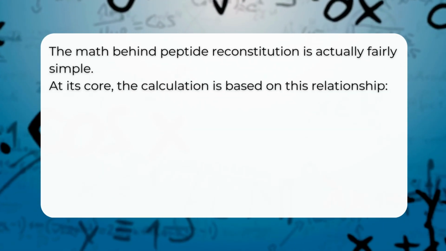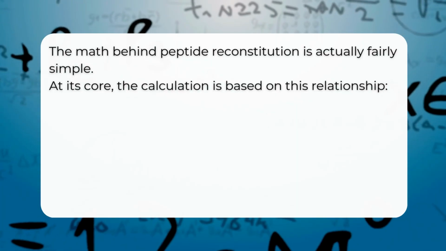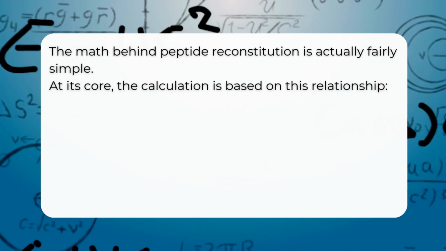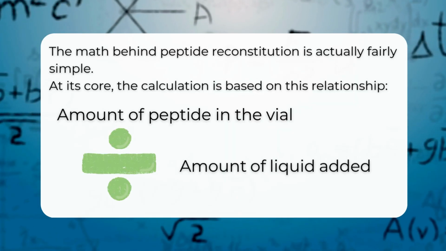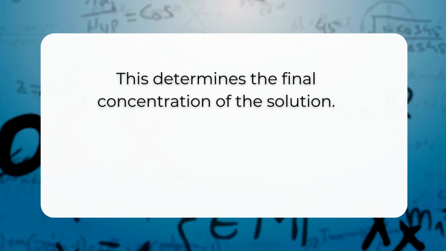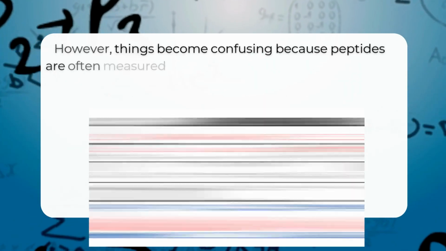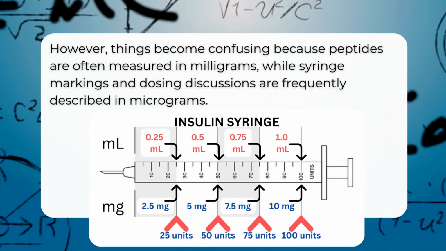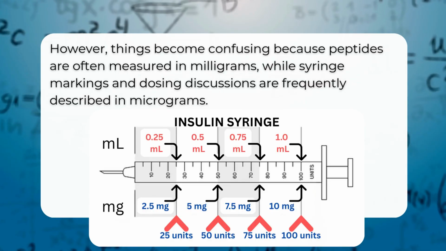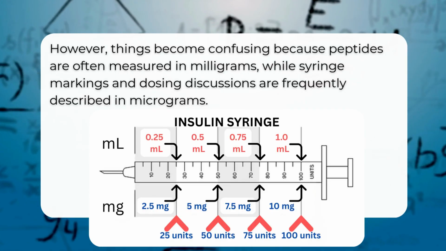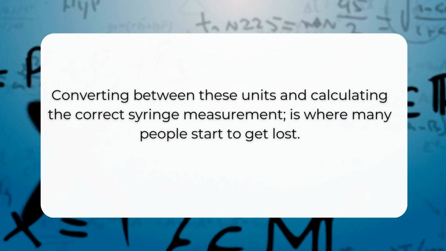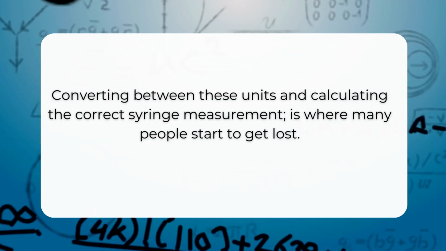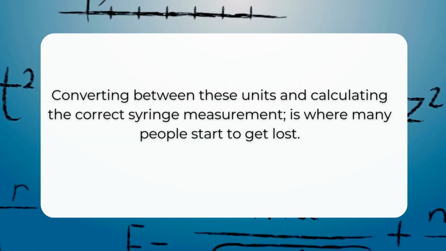The math behind peptide reconstitution is actually fairly simple. At its core, the calculation is based on this relationship: amount of peptide in the vial divided by amount of liquid added determines the final concentration of the solution. However, things become confusing because peptides are often measured in milligrams, while syringe markings and dosing discussions are frequently described in micrograms. Converting between these units and calculating the correct syringe measurement is where many people start to get lost.